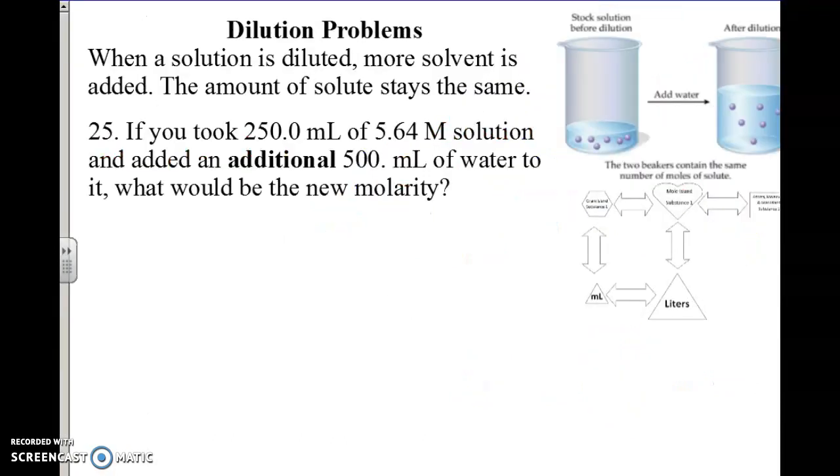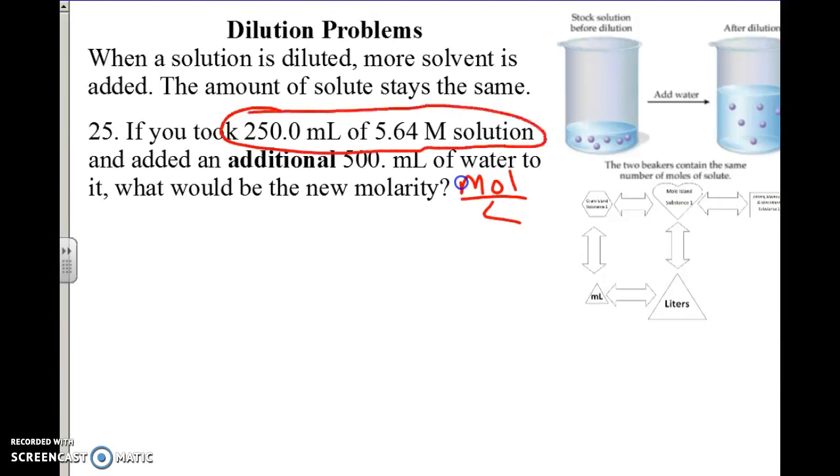All right, question 25 is an interesting question. It wants to know if you took 250 milliliters of a 5.64 molar solution and add an additional 500 mils of water to it, what would be the new molarity? Again, remember, it's moles over liters. So what we're going to do is we're going to find out how many moles we have here, and then we're going to put that over our new liters, and that's going to tell us our molarity.